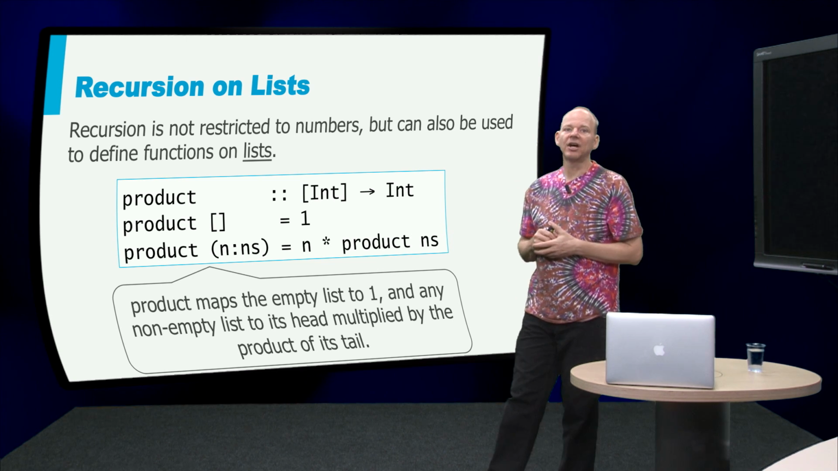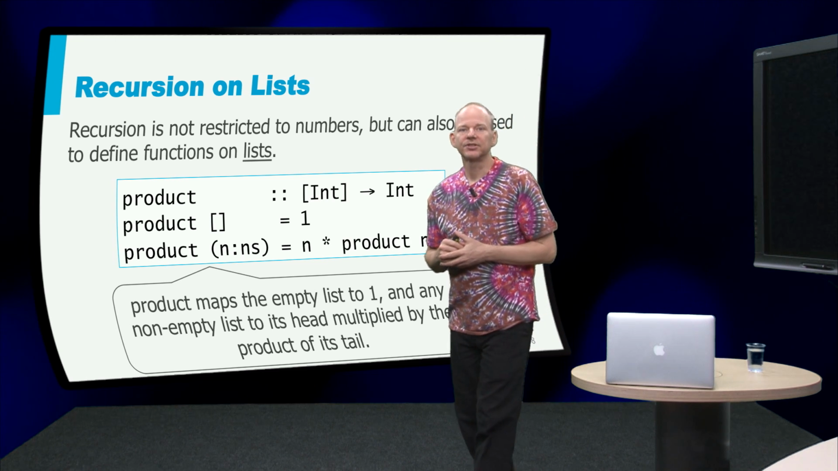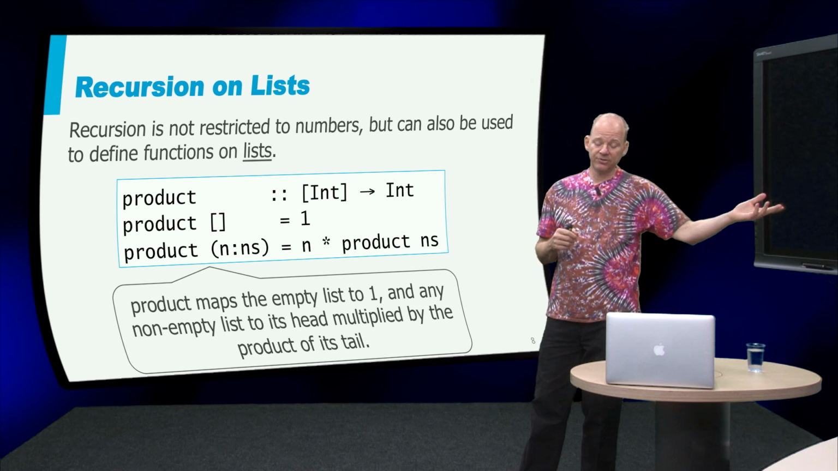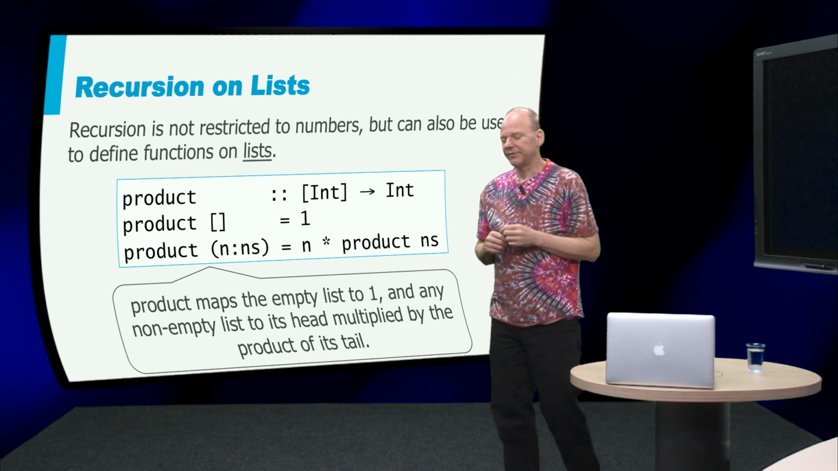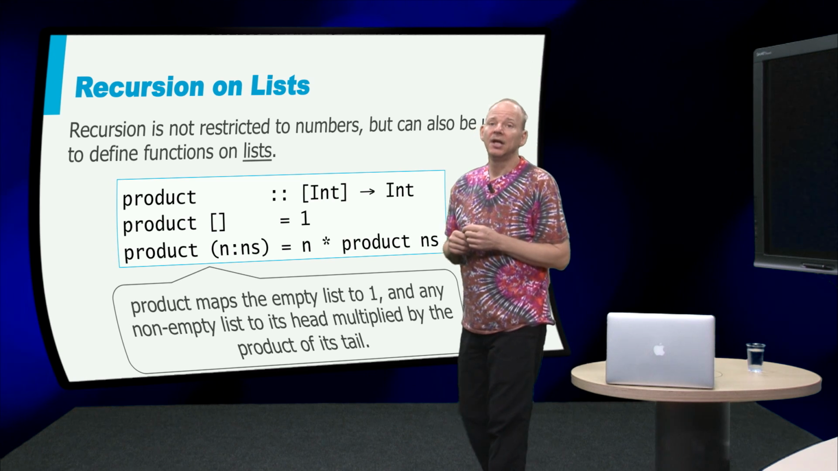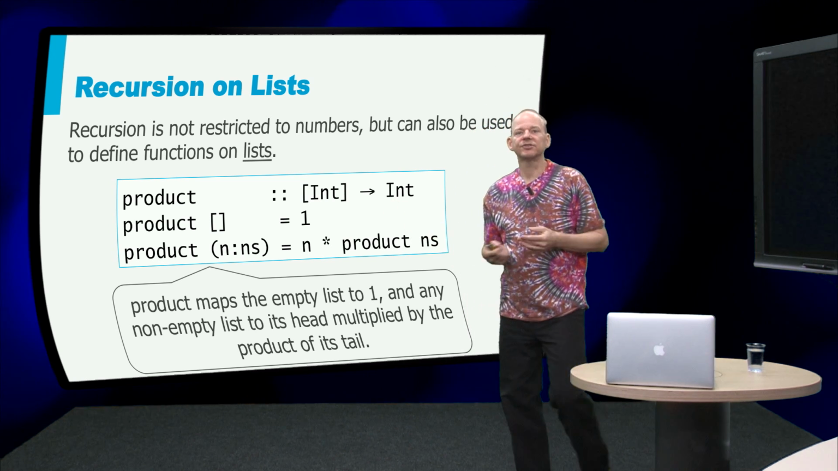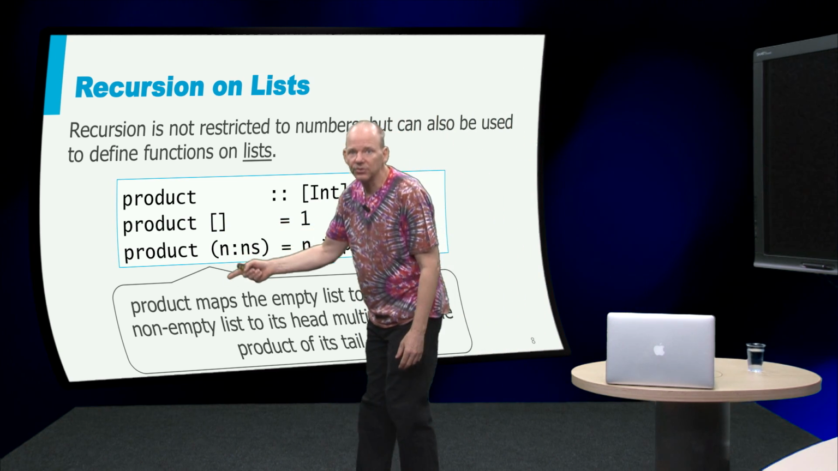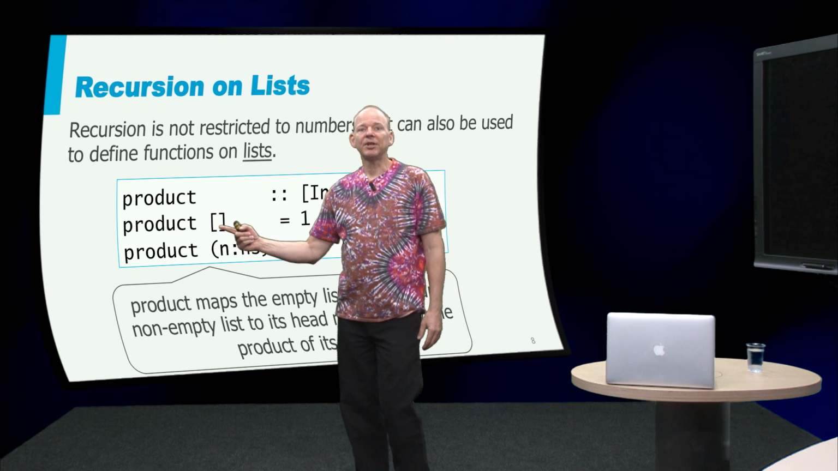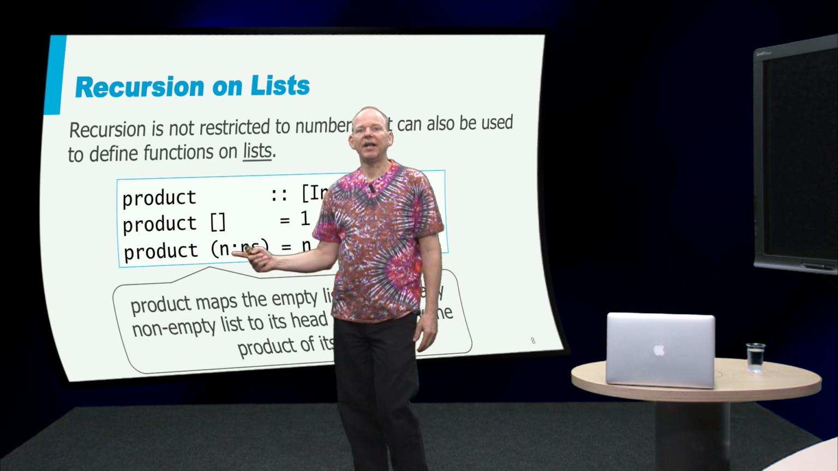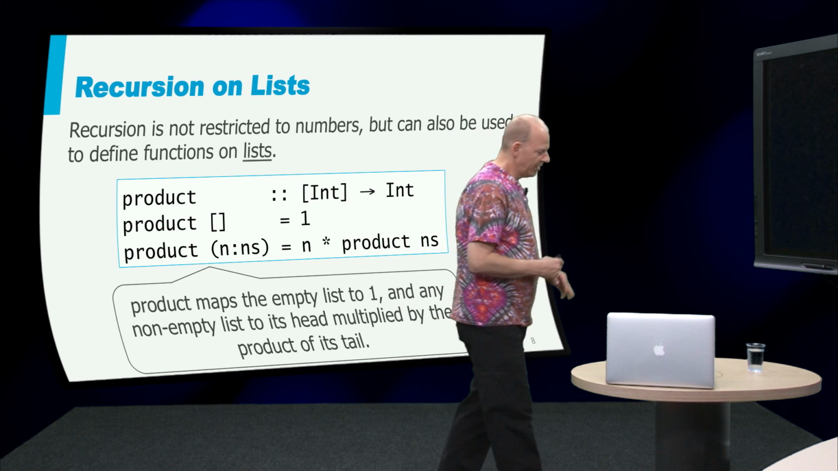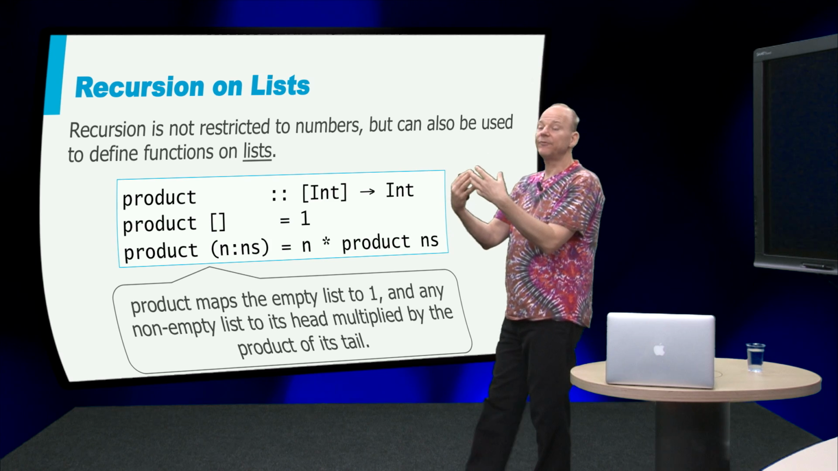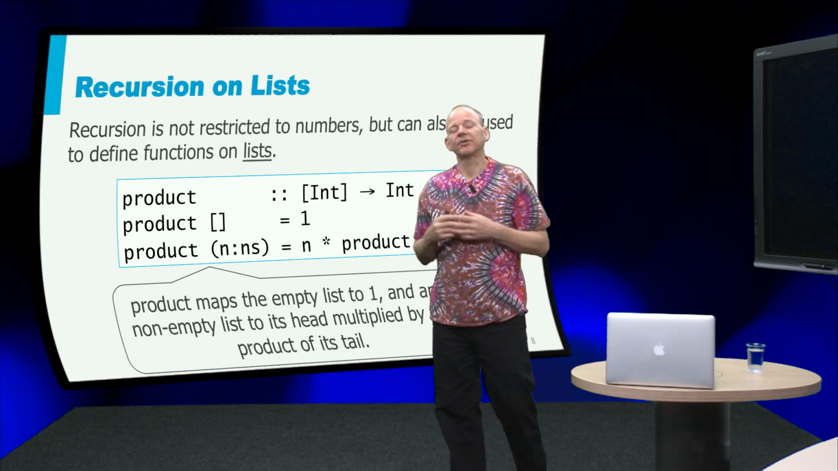Let's look at another example of defining a recursive function, using the product function that we used in the earlier definition of factorial. Let's define that using recursion over lists. In this case, the structure is exactly the same. There are two cases: we either have the empty list or we have a list of n cons ns. So we look at the recursive structure of lists, and then we define the function over that recursive structure.